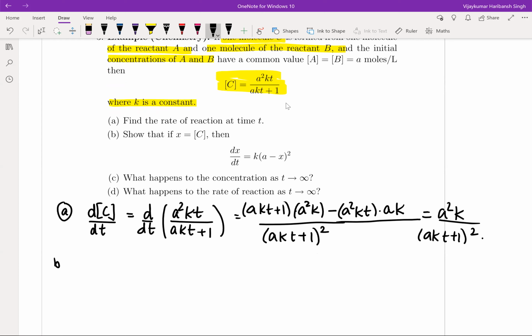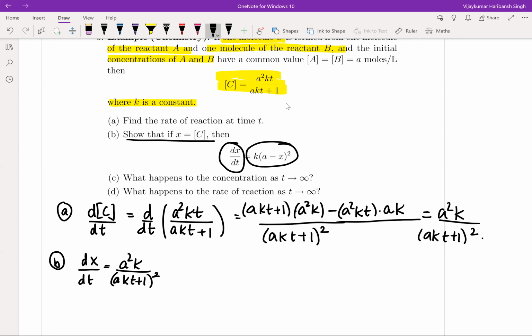Now, what about B? So this is the rate of reaction. If we represent x equals C, show that dx by dt equals k times a minus x the whole square. So we are representing x equals C, so we need to compute dx by dt, which we have already computed. So dx by dt is a square k over akt plus 1 the whole square. But now we want to show that this is equal to k times a minus x square. So we want to take k common, and we want to show that this part is equal to a minus x square.